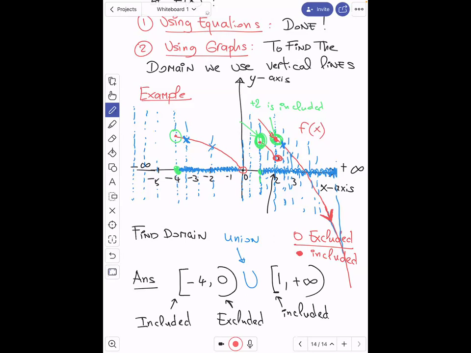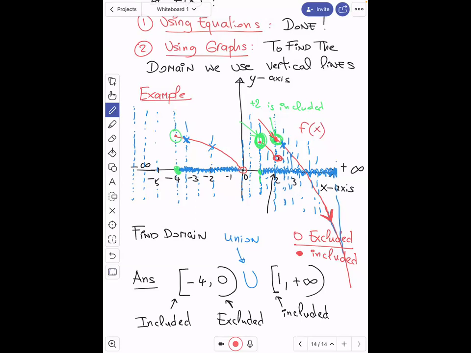I have a question. Yes, please. I just want to clarify, when it's positive infinity or negative infinity, you always end it with a parenthesis? Oh yeah, it's always, because positive or negative infinity are not real numbers. So that's why we always use parentheses with infinity. Okay. Thank you.